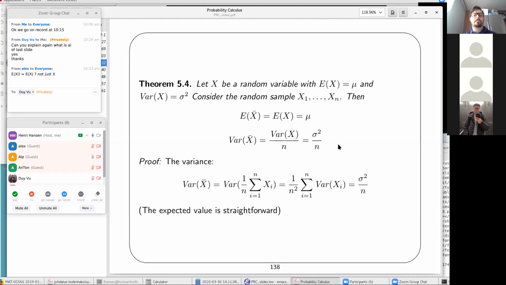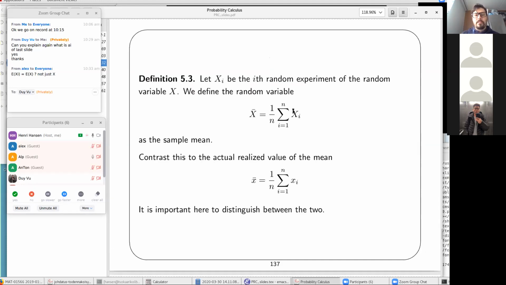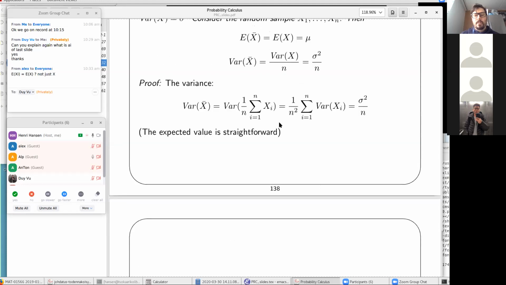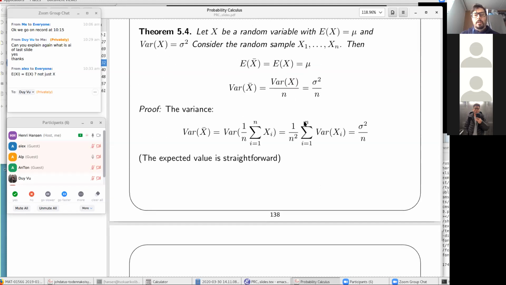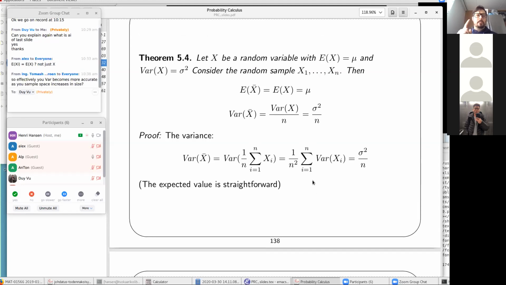The expected value is relatively simple, because we already know that the expected value of a sum is the sum of expected values, and then there's 1 over n. It's 1 over n times the sum of these, which all have the mu. That's n times mu divided by n. So obviously the expected value of that is going to be mu. But let's look at the variance.